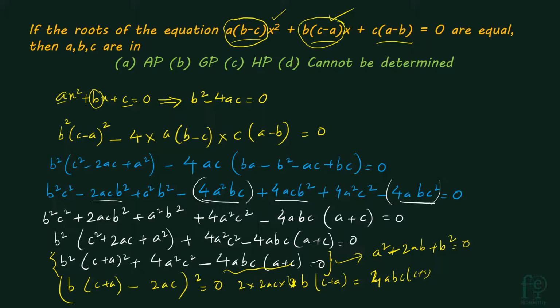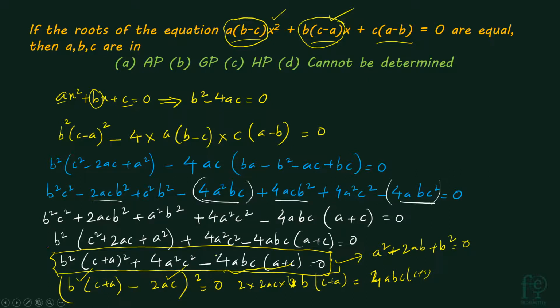So this expression you can write in the form of a square minus 2ab plus b square is equal to 0, where a is equal to b into c plus a, b is equal to 2ac. So this expression will be equivalent to a minus b the whole square. So b into c plus a minus 2ac the whole square. So that is the key here.